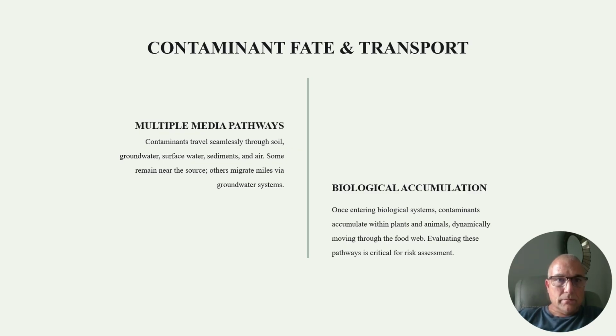Fate and transport. Understanding how contaminants move through the environment is an important part of environmental toxicology and risk assessment. Contaminants released at Oak Ridge can travel through multiple environmental media, including soil, groundwater, surface water, sediments, and air. Some contaminants remain near their original source areas, while others migrate significant distances through groundwater systems or stream networks.